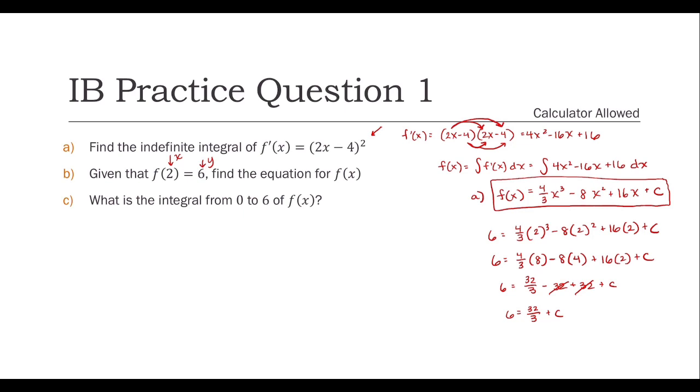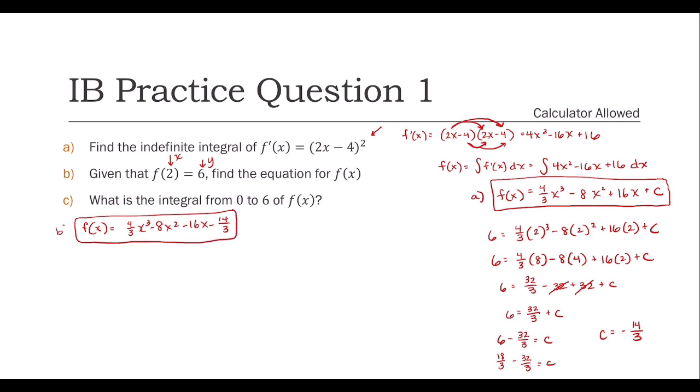So we'll subtract 32 over 3 from both sides. So 6 minus 32 over 3 equals c. If we get a common denominator, we'll have 18 over 3 minus 32 over 3 equals c. So c equals negative 14 over 3. Which means our equation for f of x is f of x equals 4/3 x cubed minus 8x squared plus 16x minus 14 over 3. So that's your answer to part B.